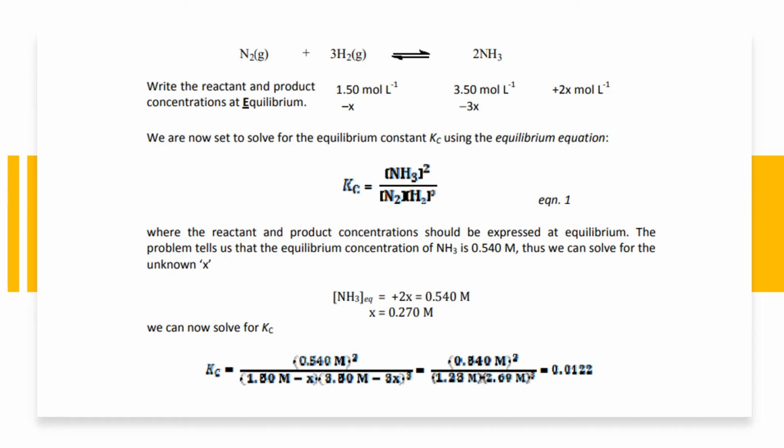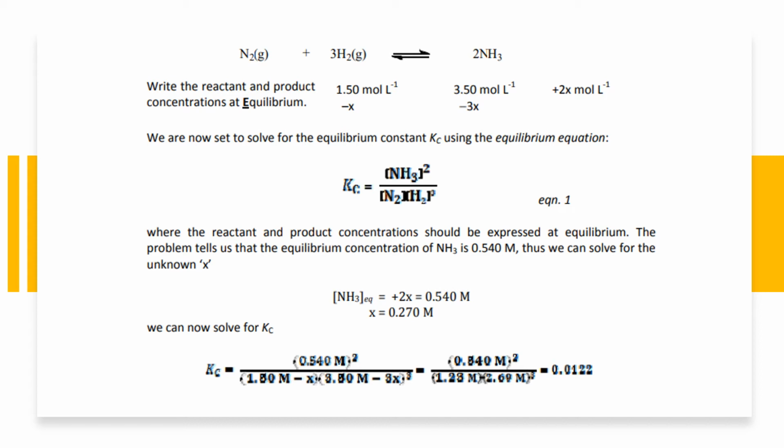We are now set to solve for the chemical equilibrium constant Kc using the equilibrium equation. So we'll say the right hand side goes on the top and the left hand side of the equation goes on the bottom. So Kc is equal to the concentration of NH3 squared over the concentration of N2 and the concentration of H2 to the power 3, where the reactant and product concentrations should be expressed at equilibrium.